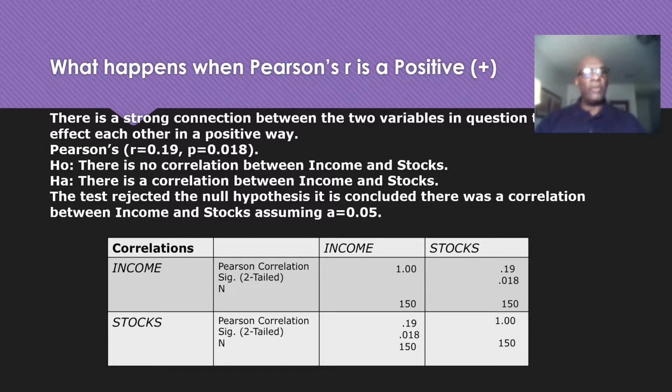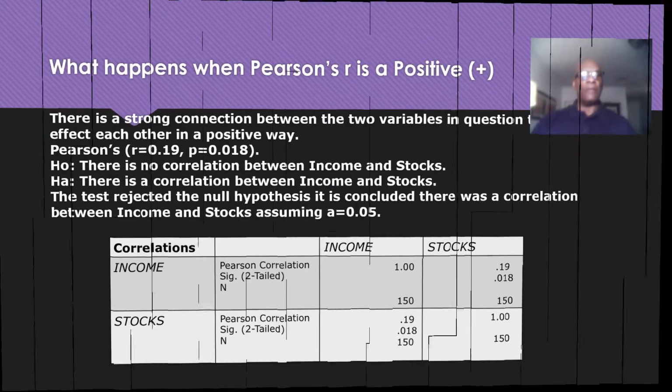The H0, there is no correlation between income and stock. The HA, there is a correlation between income and stock. The test rejected the null hypothesis. It is concluded there was a correlation between income and stocks, assuming 0.05 alpha.